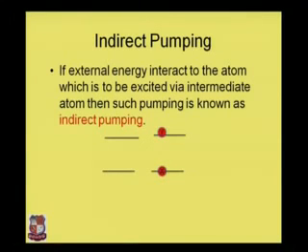So in this indirect pumping you have three components. One is the external photon, second is the intermediate atom, and the third one is the atom which we want to excite. Your external photon interacts with the atom, that atom is excited, and that excited atom collides with another atom, and that collision makes the energy transfer, due to which the other atom is excited. So it is an indirect process, or secondary pumping, in which you have an intermediate atom also.